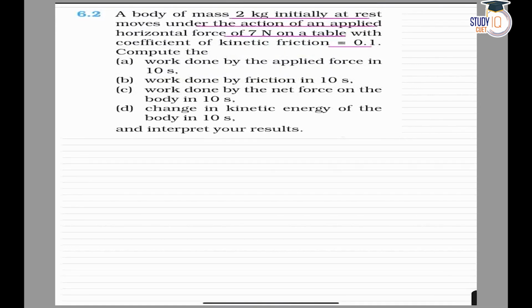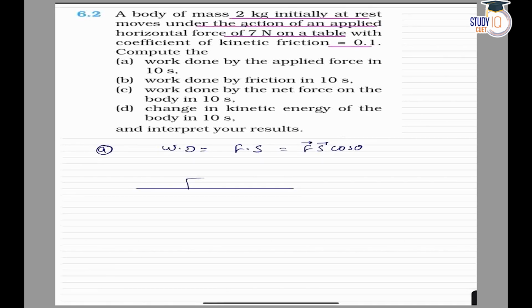Moving to the first part, which is A. The applied force is 7 Newton, which is constant, and the work done by a constant force can be written as F dot S, which is Fs cos theta, where theta is the angle between the two vectors F and S. So we are supposed to find the displacement first. Let us look at the problem.